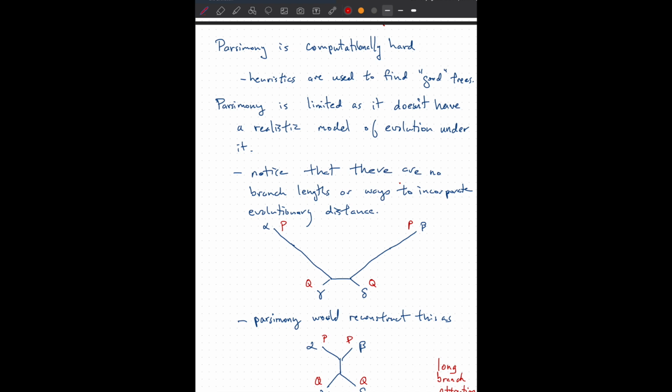The computational scientists that come in, coming from computer science and math backgrounds, build heuristics that try to find good trees efficiently. And that's really what computational biology in computer science is all about. How do you search these giant spaces in an efficient manner? I think you probably have some insight into that now. The other problem with parsimony is that it's limited because it doesn't have a realistic model of evolution.